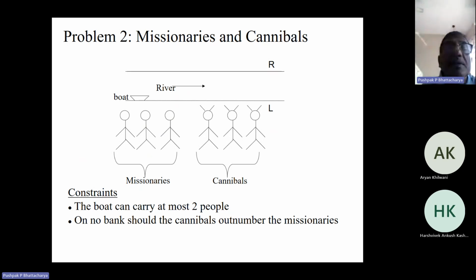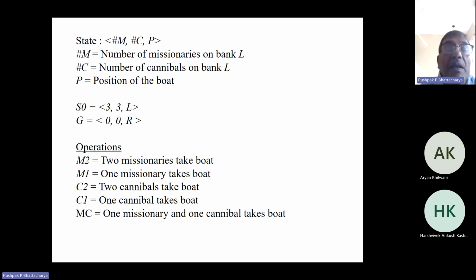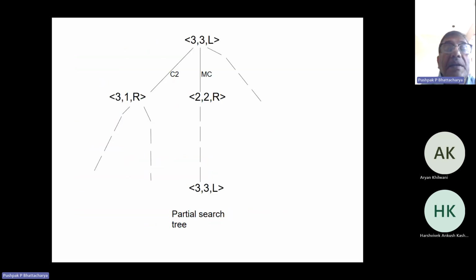Then we also saw this missionaries and cannibals problem. The missionaries and cannibals have to be transported to the right-hand side of the river from the left-hand side. And this is also a search problem because the boat can carry only 2 people at a time, and under no condition can we have more cannibals than missionaries on any bank of the river. So then the search graph is constructed from the starting state 33L. Our goal is to go to 00R.